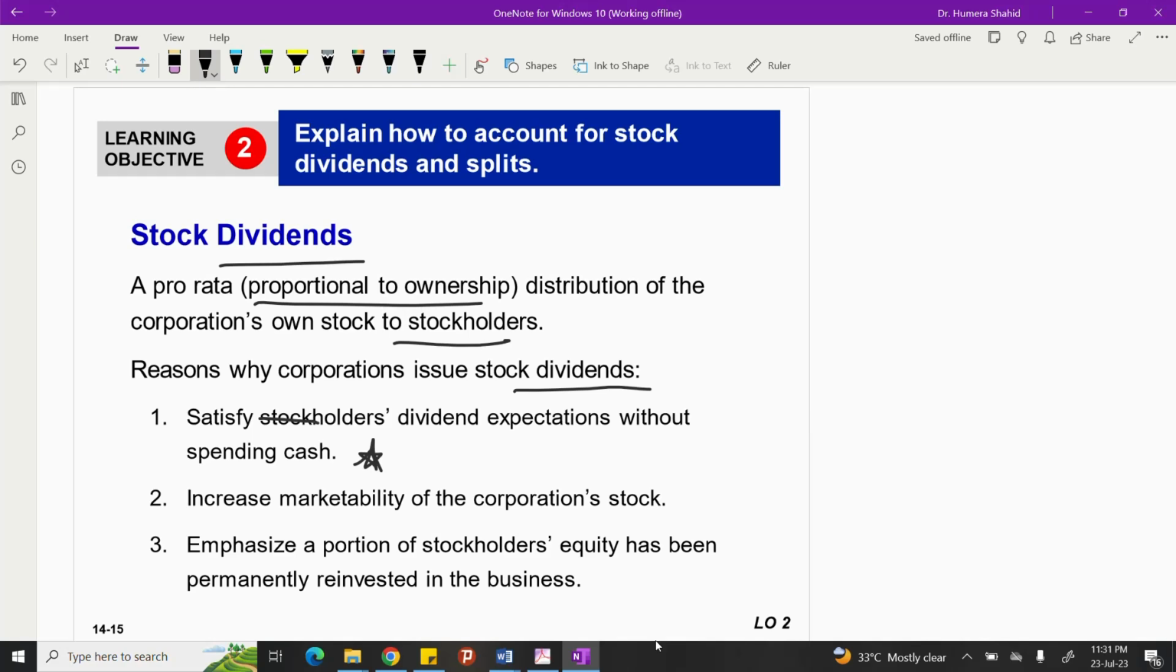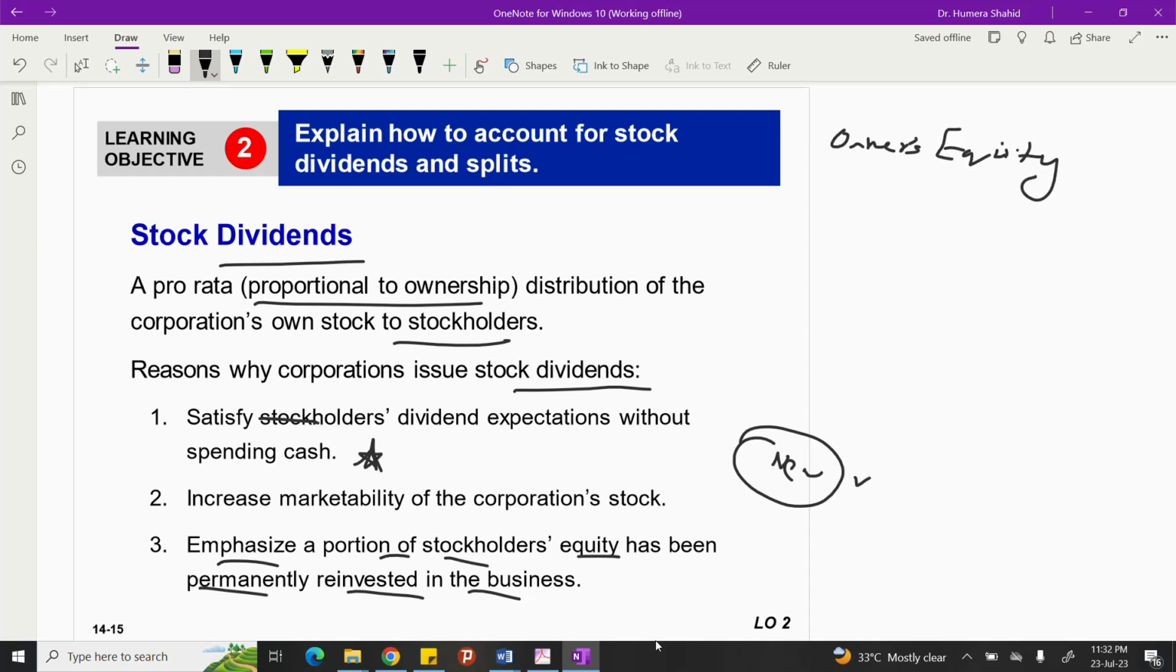Marketability means that things are available to the market. So by issuing the stock dividends, new shares come to the market and more marketability is there. People can buy the stock of the company easily. Also, it emphasizes that a portion of the stockholders' equity has been permanently reinvested in the business. For this purpose, we need to look into the structure of owners' equity section.